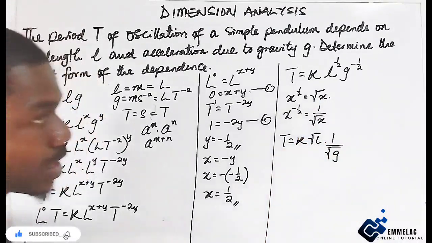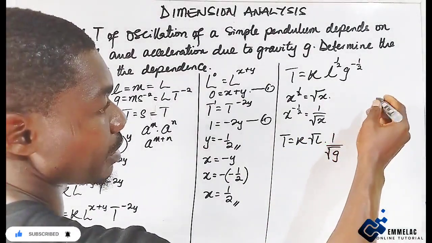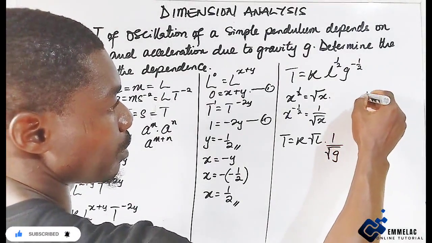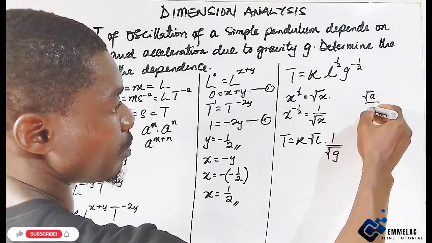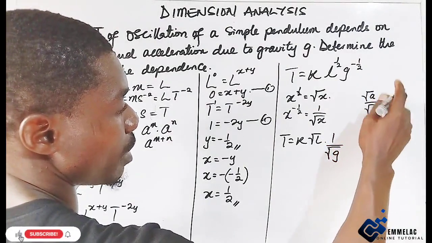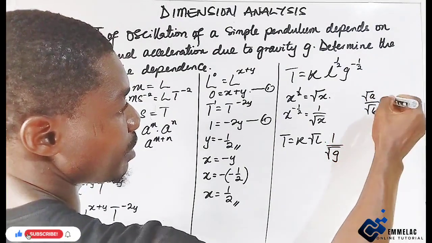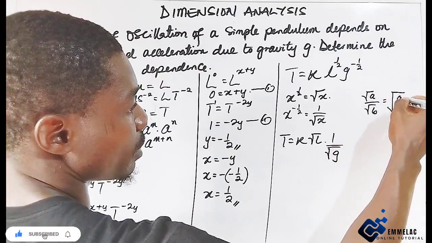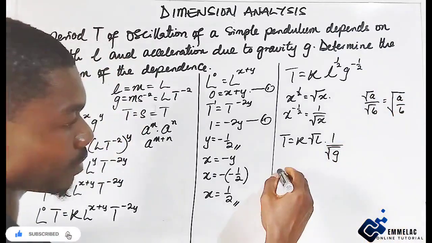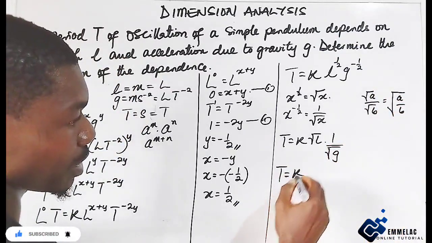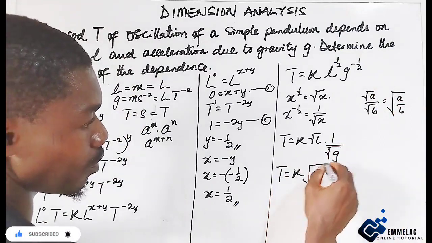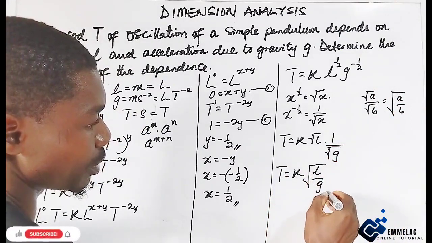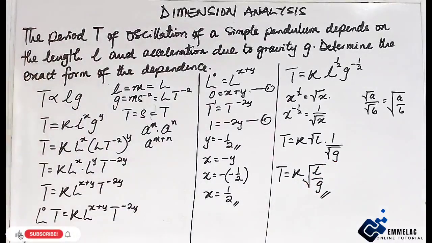And take note, according to the surd law, that the square root of A all over the square root of B will give us the square root of what? A all over B. So T will now give us k times the square root of L over g. So this is the exact dependence relationship between the period, the length, and the acceleration due to gravity.